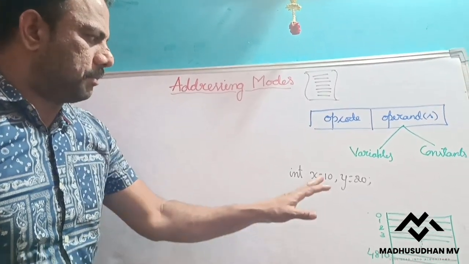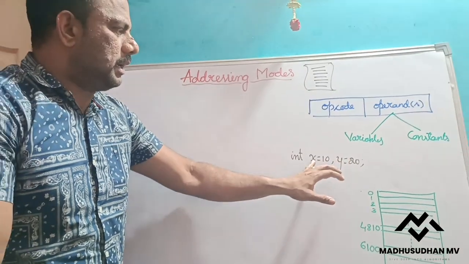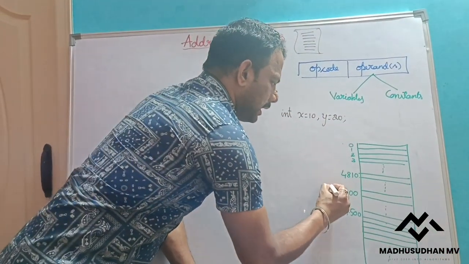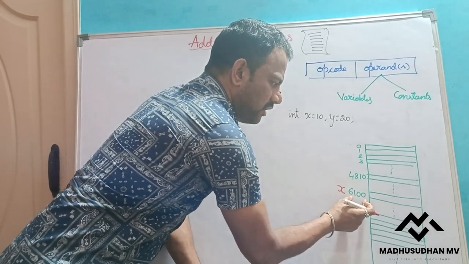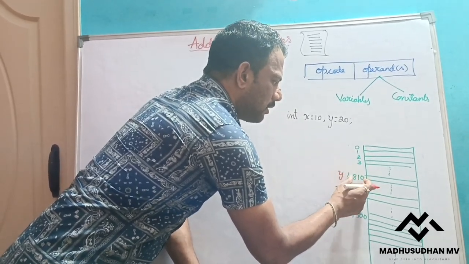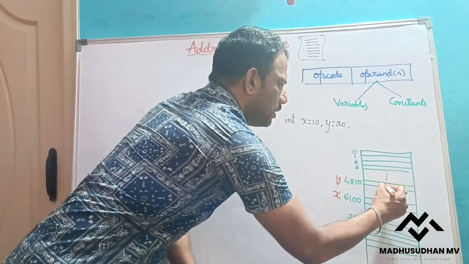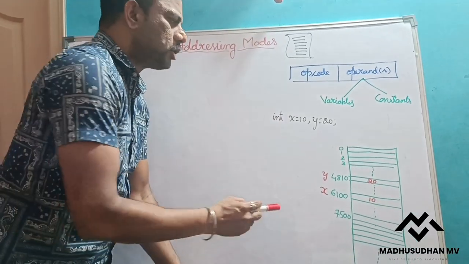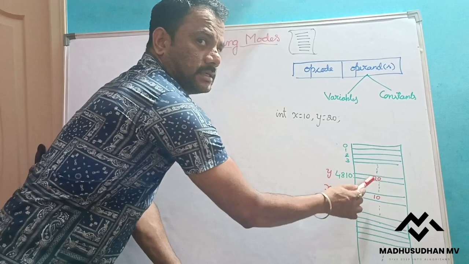Let us consider the example. So one ordinary variable, integer x and y, 10 and 20. Assume this is my x, this is the name I have given to this address, and this is the name I have given to this address, and the value I am storing is this one. Okay. So now I want to do addition operation on these two operands.